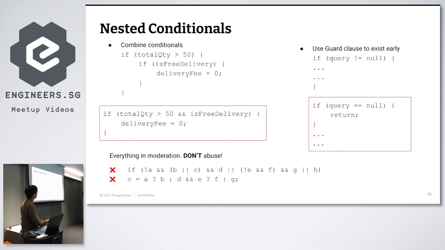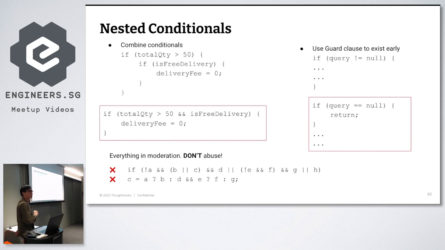And the next one is we can use a guard clause to exit early. So here in the example, if the query is not null, we want to do something, right? We can think about it the other way. If query is null, what do we want to achieve? So we try to exit early before we go into all those nested blocks.